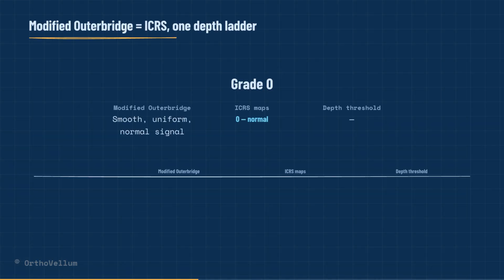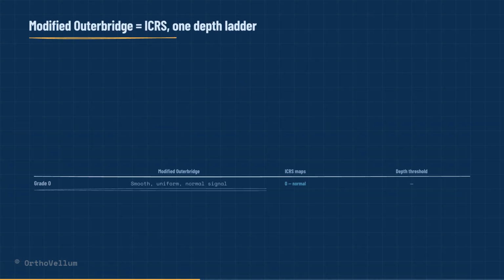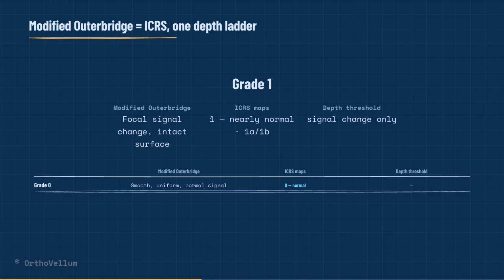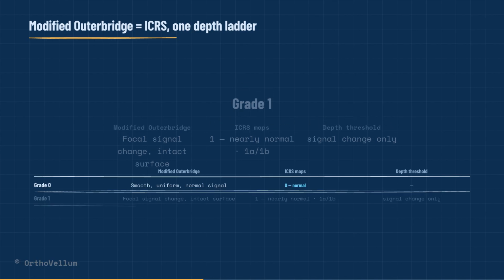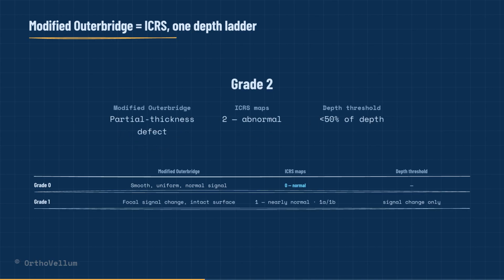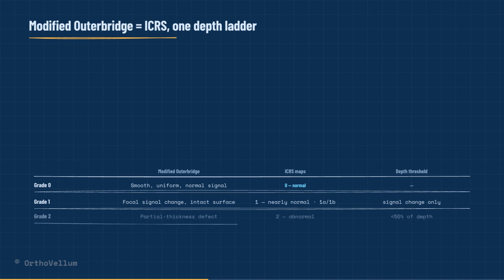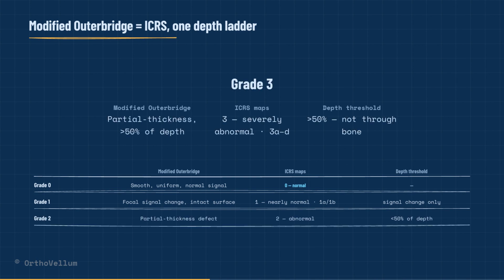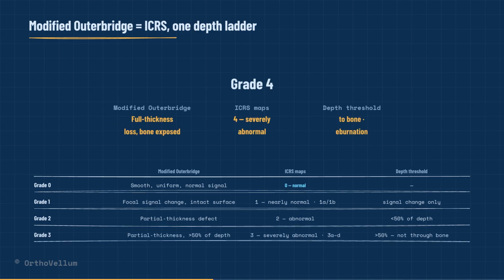Chapter 3. Grading what you see. Grade what you see on the shared depth ladder. Grade 0, normal smooth surface, uniform thickness, normal signal. Grade 1, focal signal abnormality with an intact surface, softening or swelling, signal change only. Grade 2, partial thickness defect involving less than 50% of cartilage depth. Grade 3, more than 50% or full thickness without bone exposure, down to but not through the calcified layer. Grade 4, full thickness loss with exposed subchondral bone, eburnation, cysts, osteophytes.